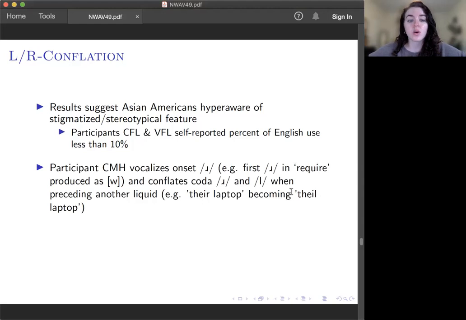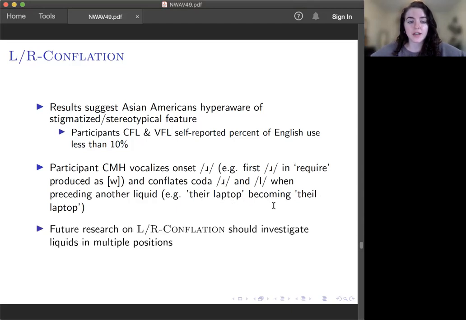Participant CMH vocalizes onset R, for example, pronouncing require as require instead of conflating R with L. And he does conflate coda R and L when preceding another liquid. So their laptop is produced as they'll laptop. So based on these findings, future research on LR conflation should investigate liquids in multiple positions, not just onset position.